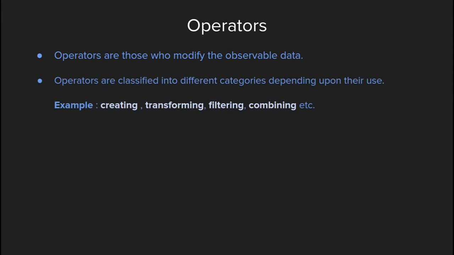Let's talk about operators. As per the definition, operators are those which modify the observable data. In our case, Alan is the person who translates the data from English to Arabic. In RxJava, operators play a main role, and you will use different operators as per your need. All the operators are classified into different categories depending upon their use. Let's say if you have to create an observable, you will use the create operator. If you have to modify or filter some data, then you will use filtering operators, and all these things. Let's understand this by an example.